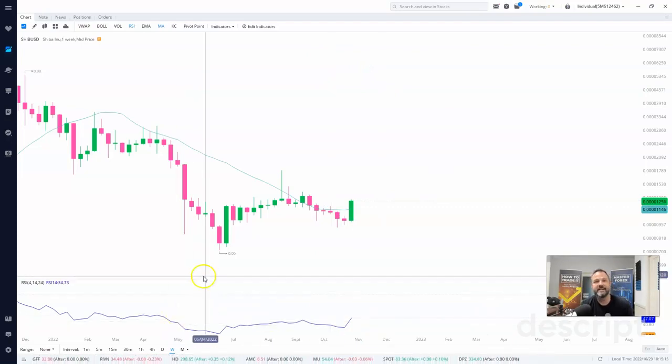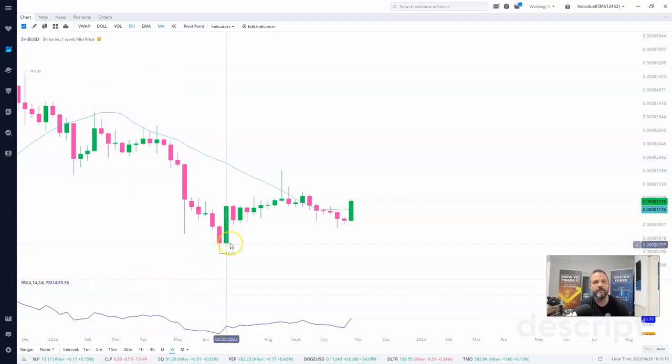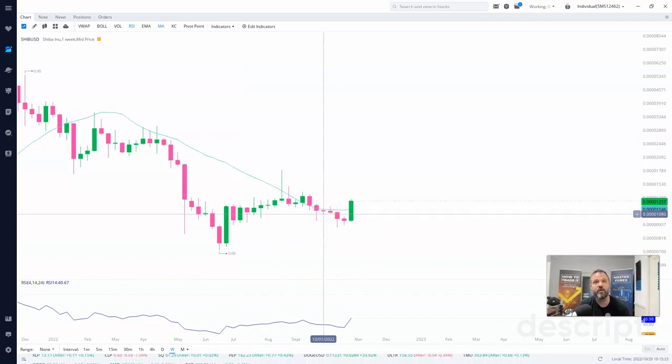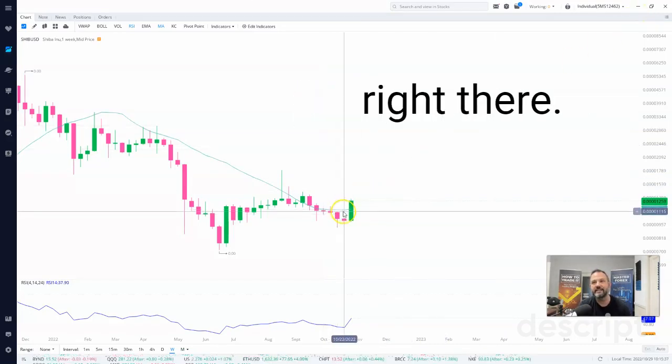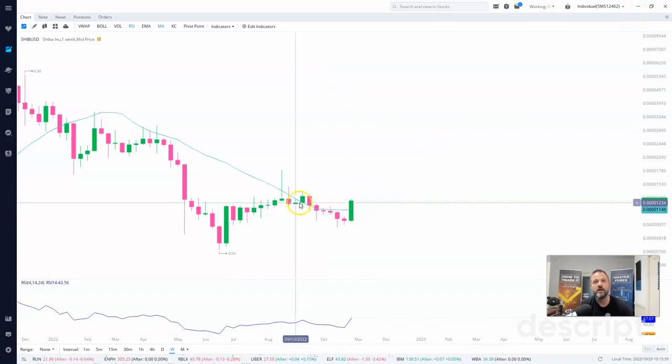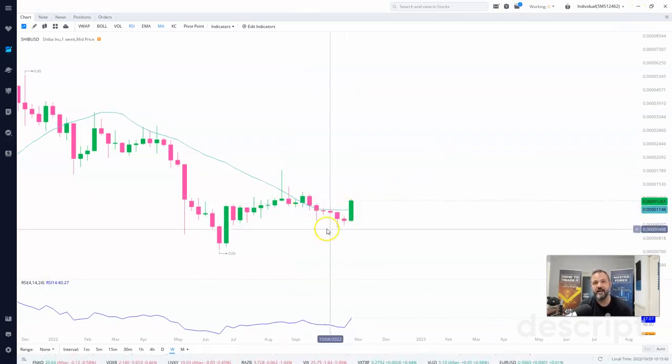Now, next thing I want to notice and identify here is that we have a 10 period moving average. Okay, so the next thing, a 10 period moving average and a breakout. Okay, you see how that breakout is? That's a very powerful breakout right there. All right, now so we had the trend line break, the 10 moving average break.